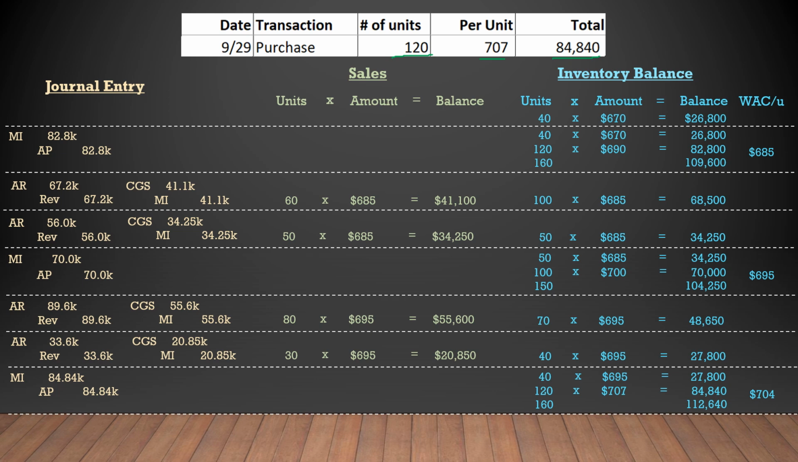Were we to begin our table for the very beginning of the next month, October, we would only show the 160 units on hand multiplied by that new weighted average cost per unit.